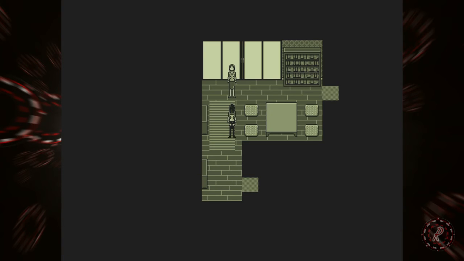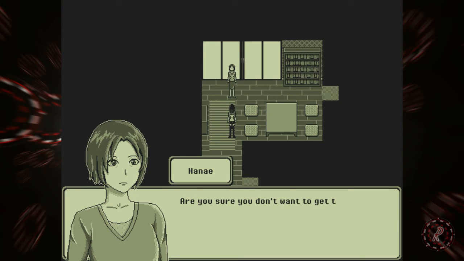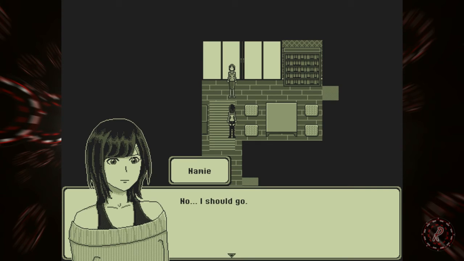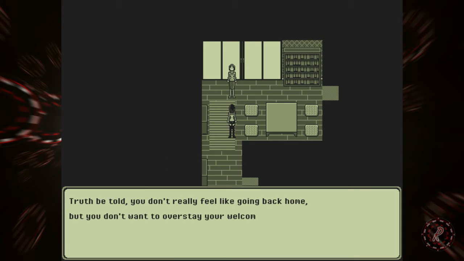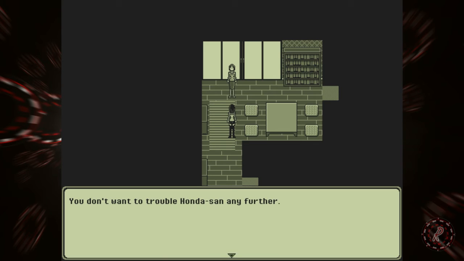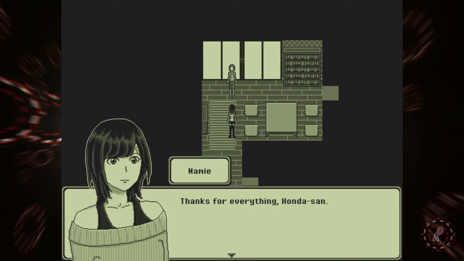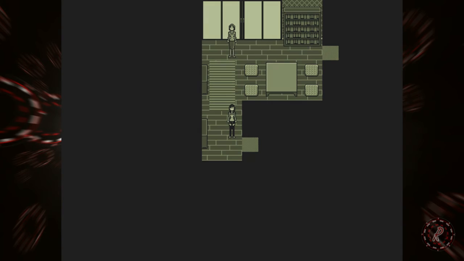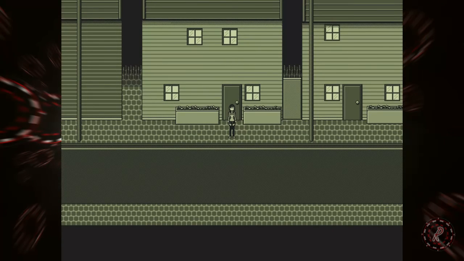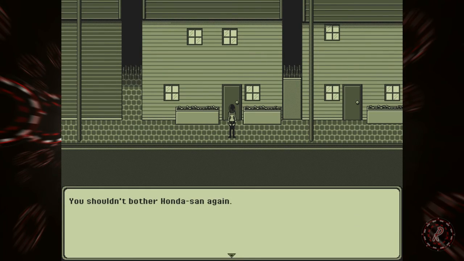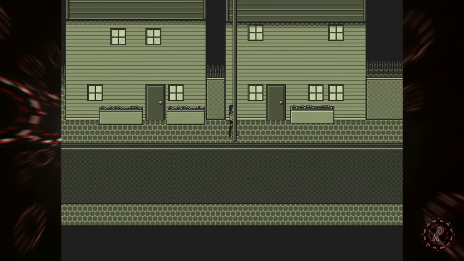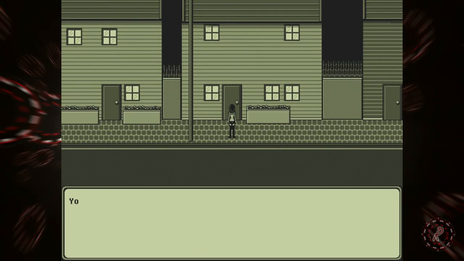Matsuda-san, are you going already? Yeah. Are you sure you don't want to get that checked out? Or maybe even stay a little longer? No, I should go. Truth be told, you don't really feel like going back home, but you don't want to overstay your welcome here either. You don't want to trouble Honda-san any further. Thanks for everything, Honda-san. No, I'm gonna go live with Mom. Shouldn't bother Honda-san again. I have no business over there. I have no business going back to this fucking house.